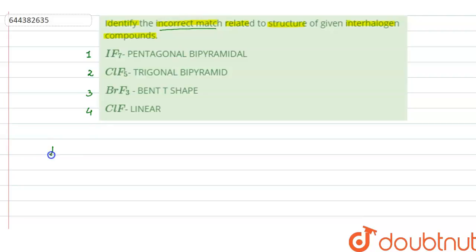So first of all, we'll start with IF7, right? We will find out the hybridization of the central atom, that is iodine, in this interhalogen compound. For that we have the formula by which we can calculate hybridization. H is equal to half into V plus M minus C, where V is the number of valence electrons of the central atom, M is the number of monovalent atoms attached to the central atom. So here we have fluorine which is attached to iodine, and C is the overall charge on the molecule.